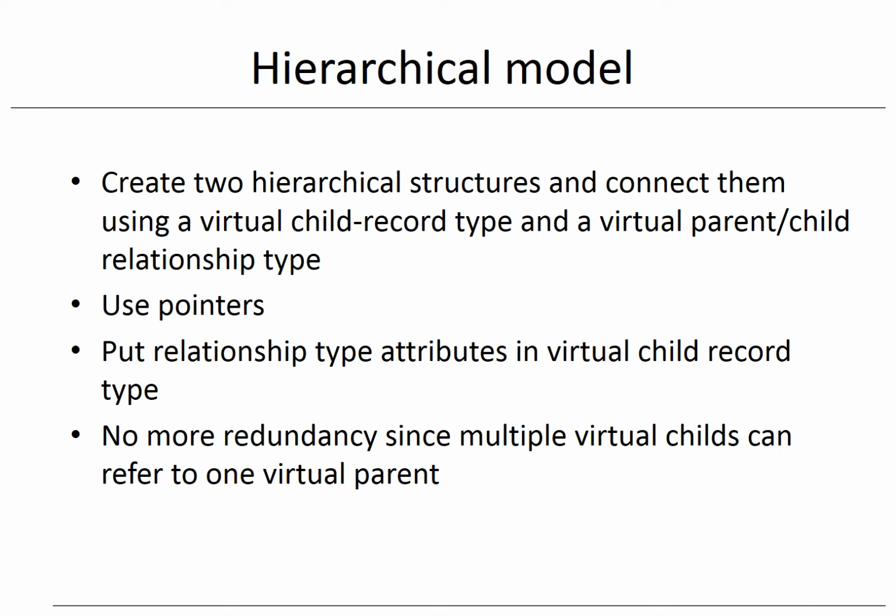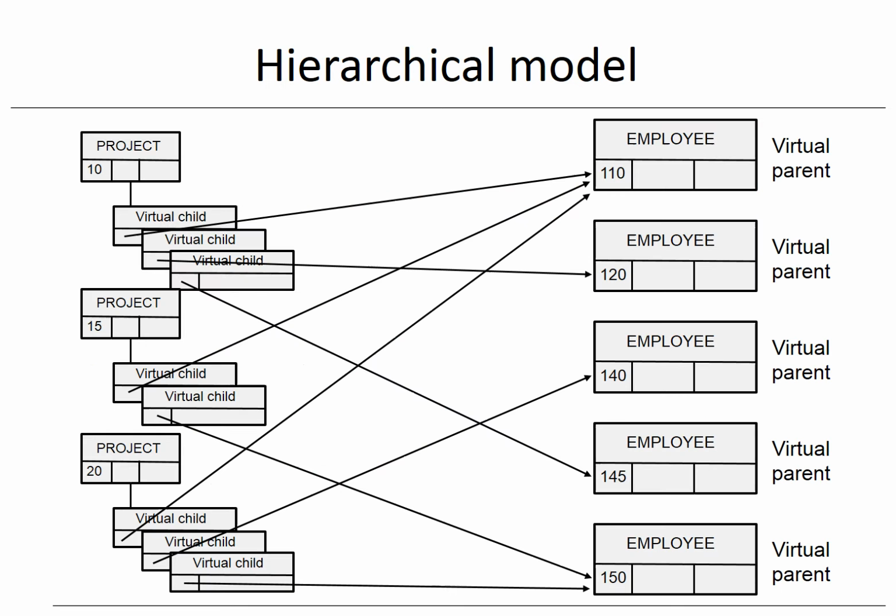Let's again illustrate this with an example. Here you can see our earlier N-to-M relationship type between employee and project, but now implemented using virtual child and virtual parent record types. The virtual childs have pointers to virtual parents. Although this solution has no more redundancy, it is clear that it is rather artificial and not so nice to maintain.